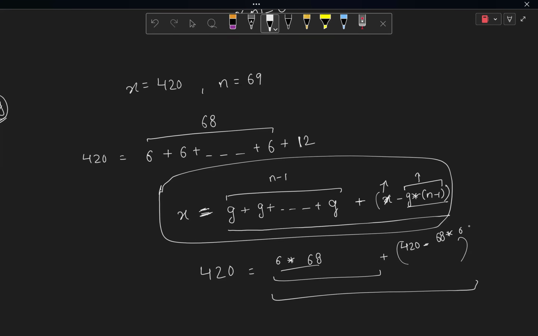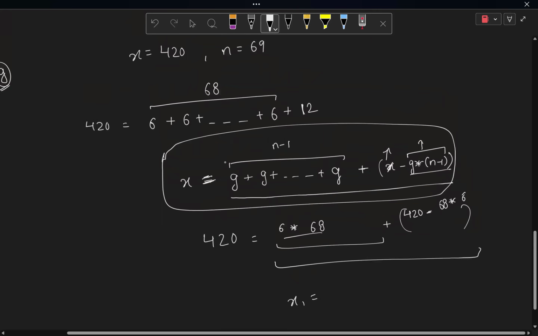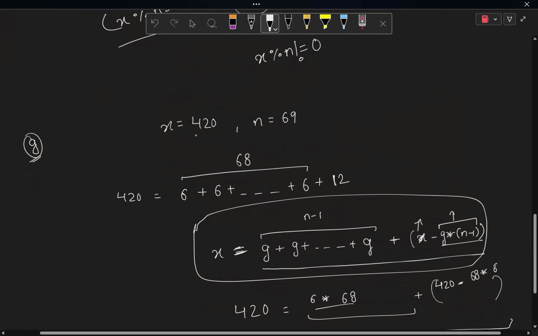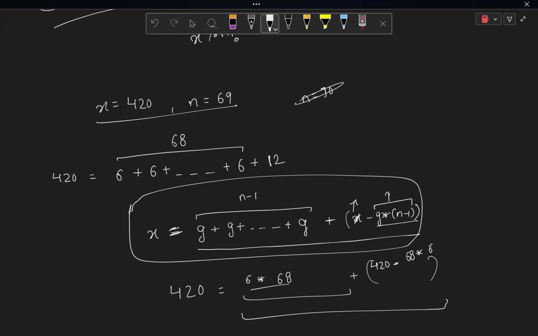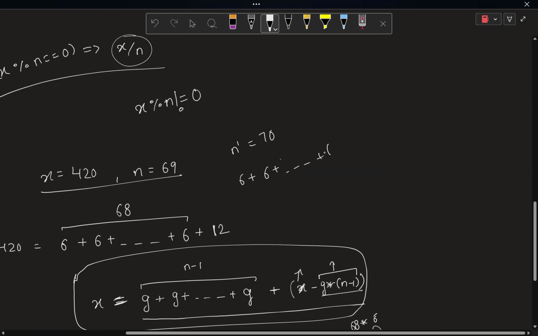I think that I forgot to explain why I took x minus g into n minus 1 here. Okay, so let me tell this part also. The thing which we did here is when we saw this kind of a pattern, we realized that if n was equal to 70, some divisor which is greater than 69, like if I say n dash is equal to 70, some divisor which is greater than 69, in that case, I can easily say that I will split the elements in such a way that all the elements are equal to 6.